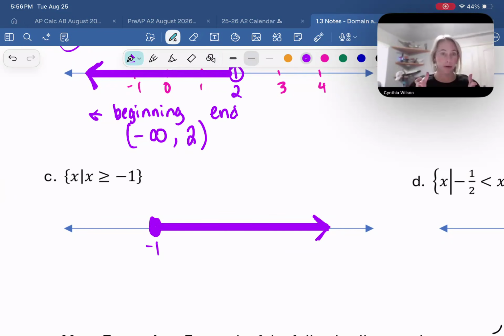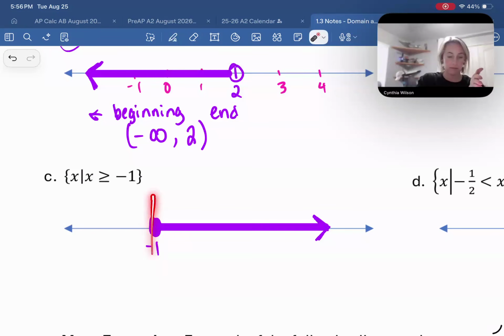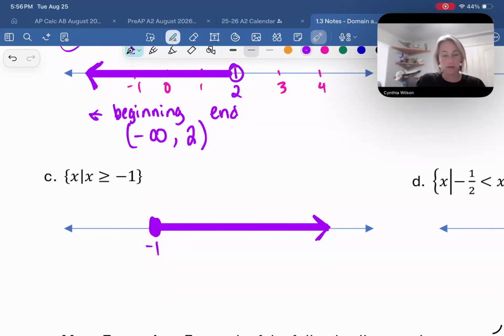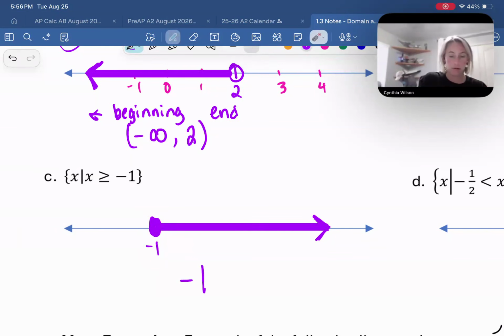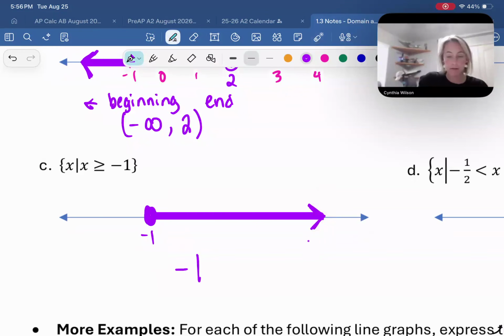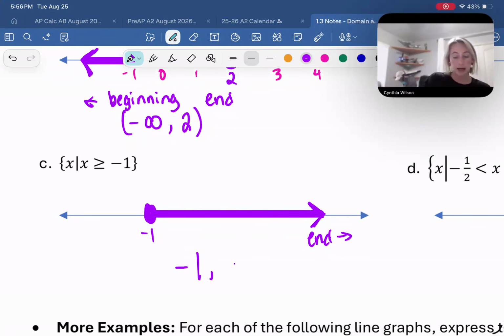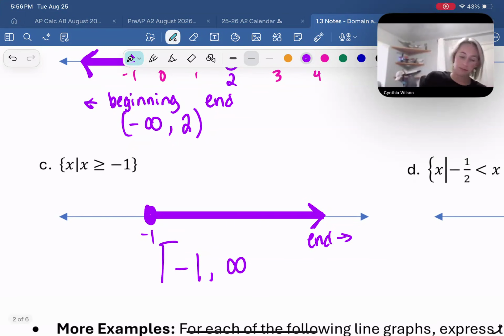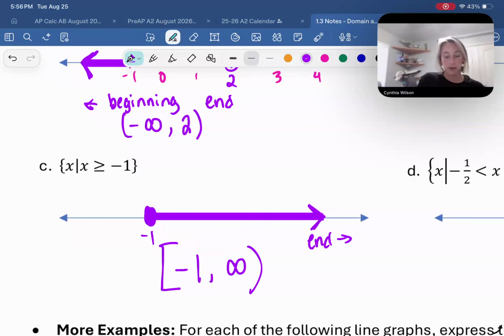Now we write the intervals. Beginning, I'm beginning at -1. My ending happens to be an arrow, and it's pointing to the right. So if it's pointing to the right, that means it is a positive infinity. -1 is closed, so bracket. All infinity signs get parentheses.